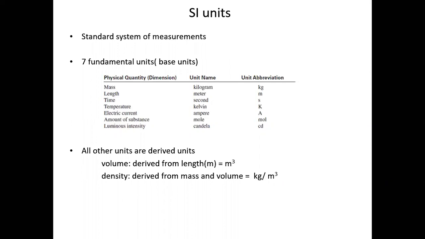For example, the SI unit for mass is kilogram, the SI unit for length is meter. Now these are just the SI units, they're not the most common units. So for example, for mass, generally in the lab we use grams. In the lab we usually use centimeters and millimeters, but the SI unit for length is meters, for time is second.